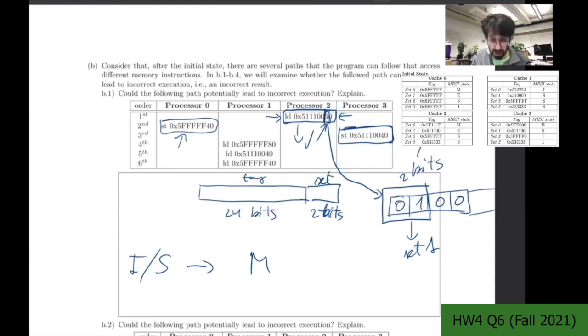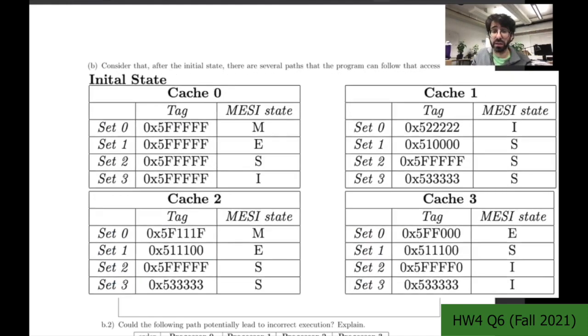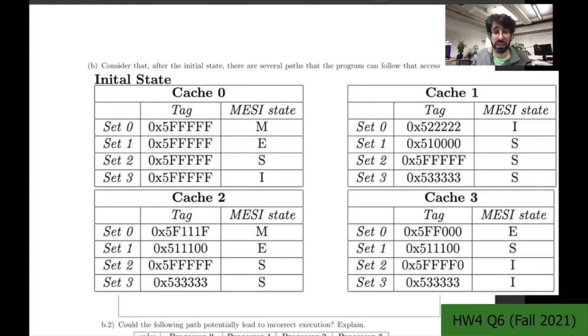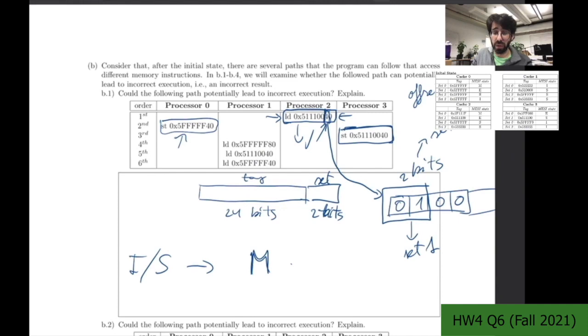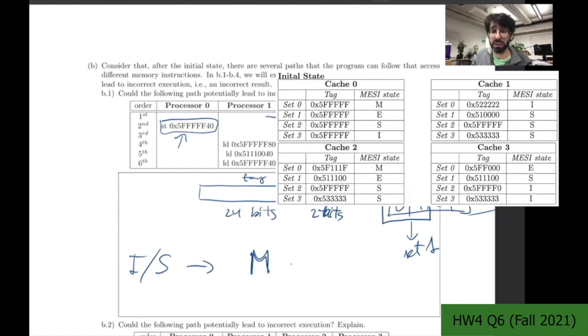And because we are writing, we also invalidate the other copies in cache 2. So there is no problem there. We will be writing in cache 3, sorry. We will be writing in cache 3, we will change the state to modified, and we will invalidate other copies. So there is no problem there.